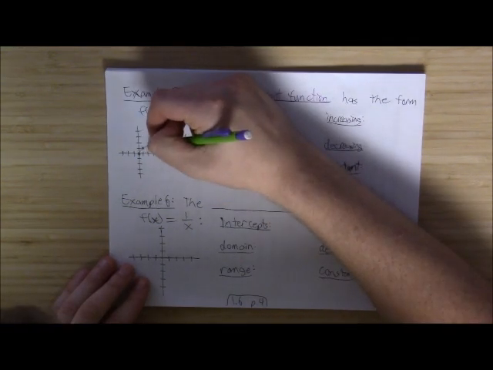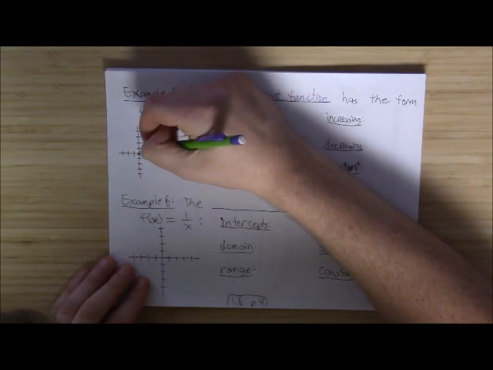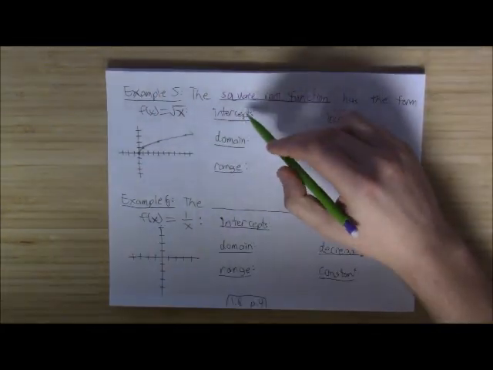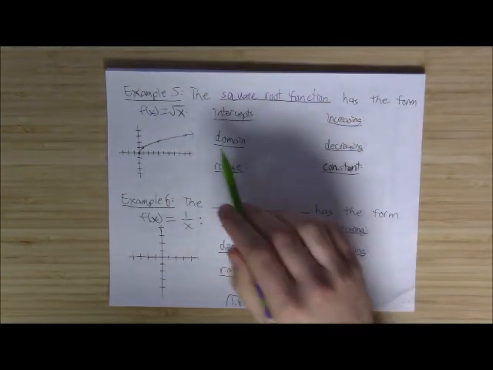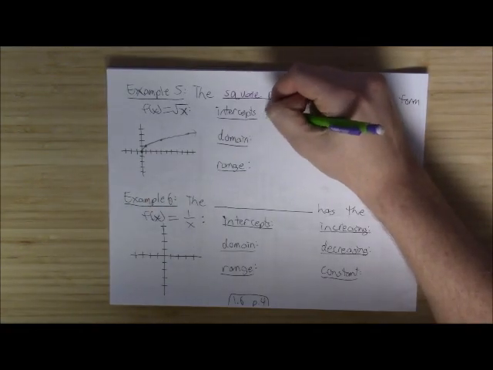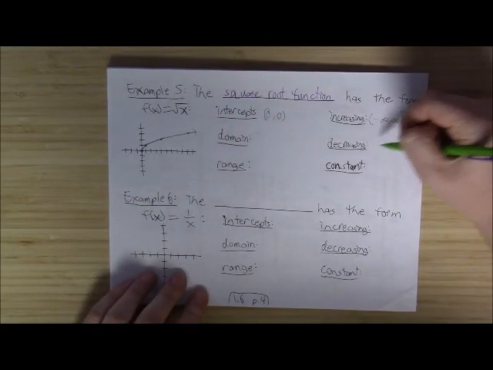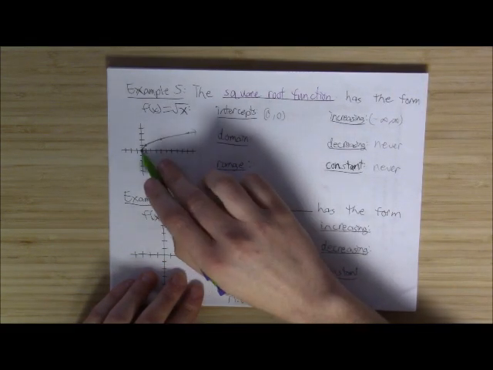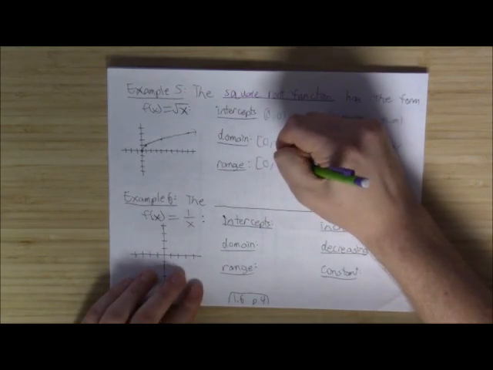Connecting the values, we have this. Now, the intercepts, and of course we can't do anything else because square root of negative numbers are undefined. But our only intercept, it appears, is (0, 0). It's increasing always, which means it's never decreasing, never constant. Its domain is 0 to infinity, and its range is also 0 to infinity.